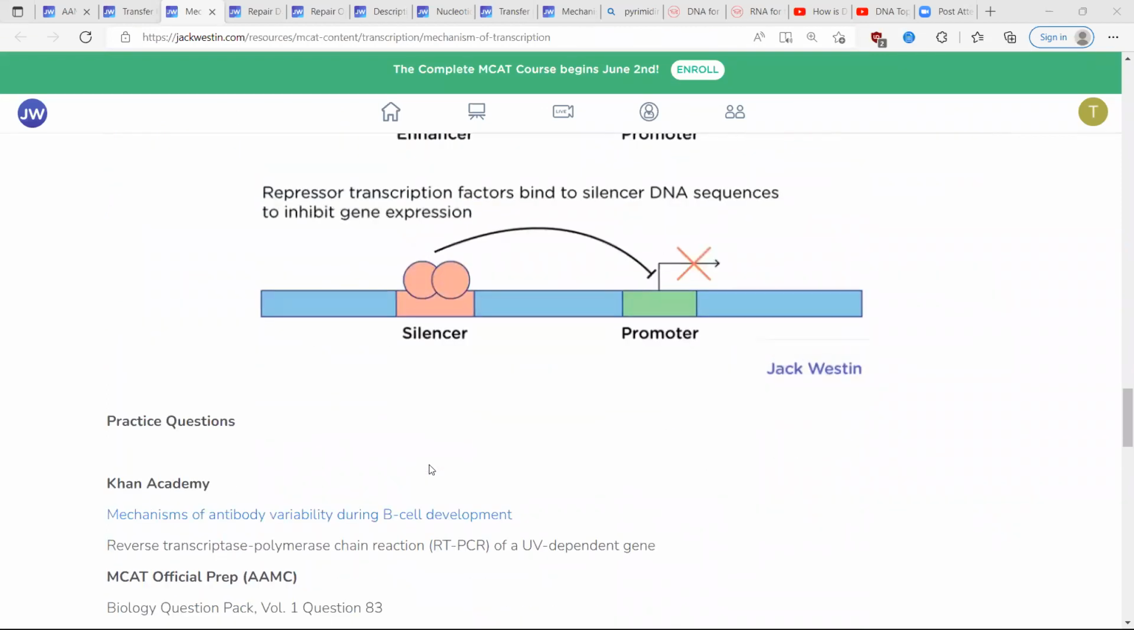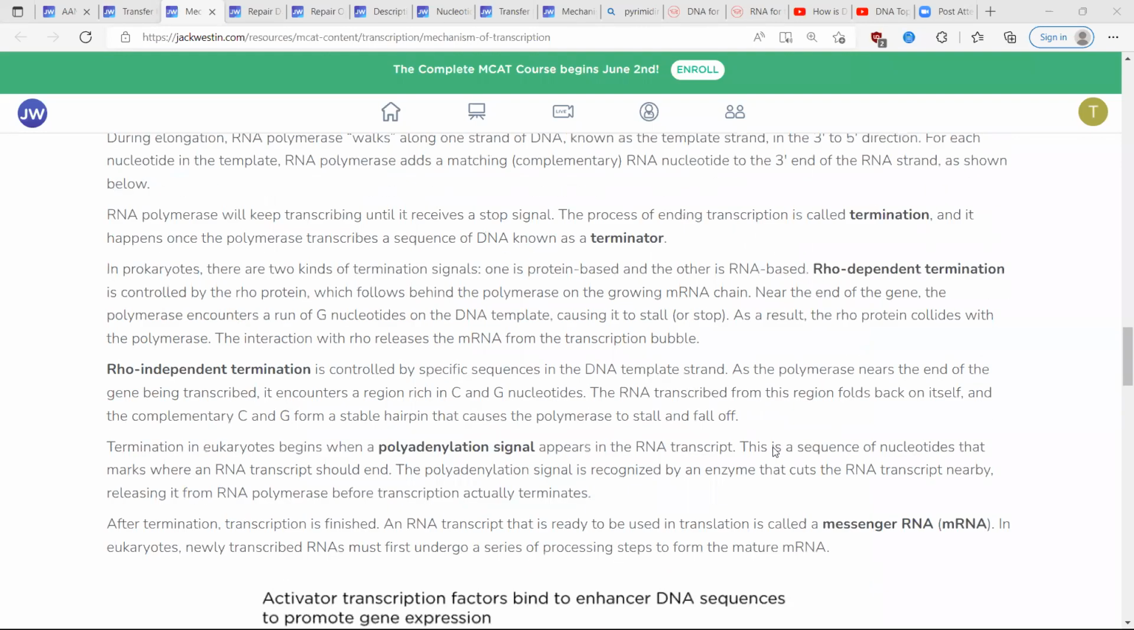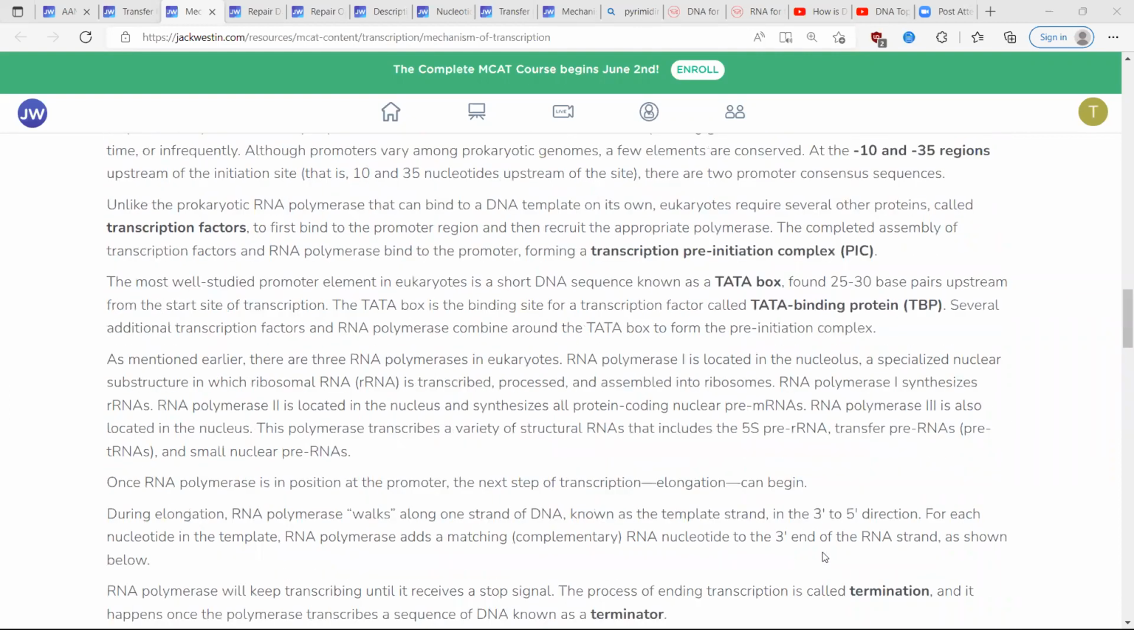There's also, this is basically the same thing about transcription factors, right? If it's an enhancing transcription factor, it's going to cause the mRNA to be made. If it's a silencing transcription factor, it's going to stop the mRNA from being made. And that's going to lead to either more protein production or less protein production.